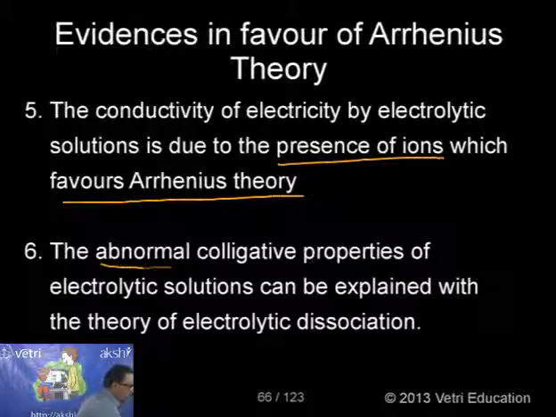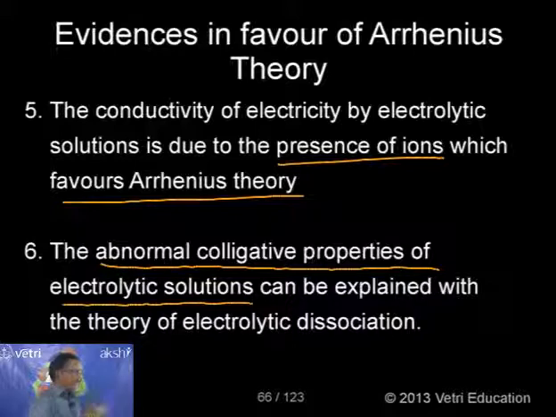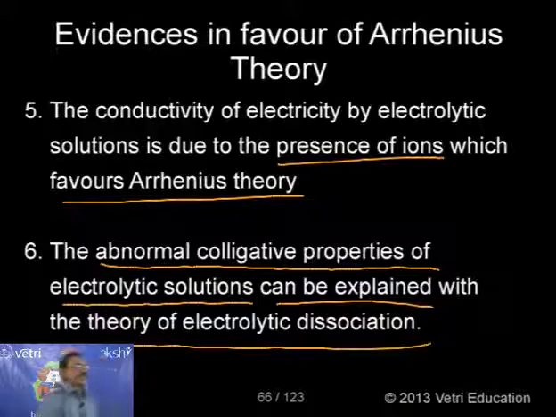The next one. The abnormal colligative properties of electrolytic solutions can be explained with the theory of electrolytic dissociation, again Arrhenius's theory. What are abnormal colligative properties? Again, you will be studying them at the plus level, colligative properties of dilute solutions. Normally, for example, sodium chloride is an electrolyte. What is a colligative property?